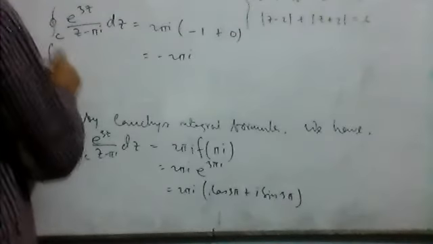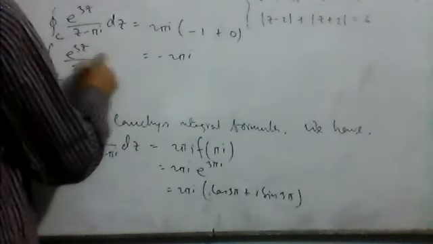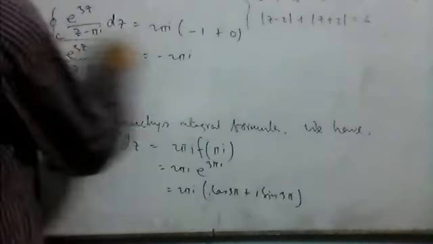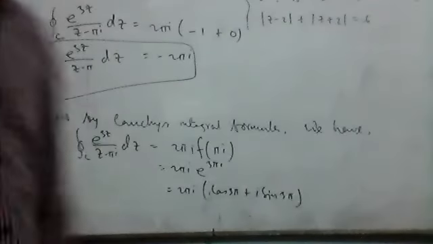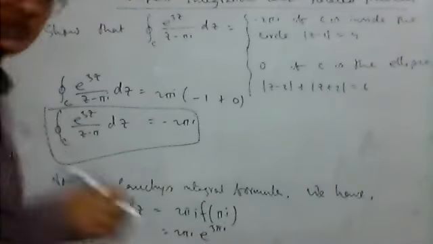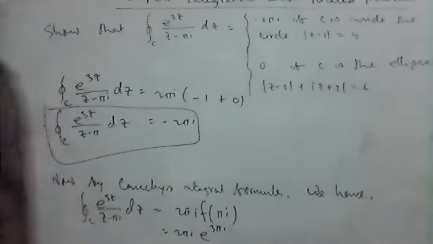Therefore, integral along C e to the power 3z over z minus pi I dz is equal to minus twice pi I, which is shown here. So this is the first part of the problem. This is the solution for the first part of the given problem here.